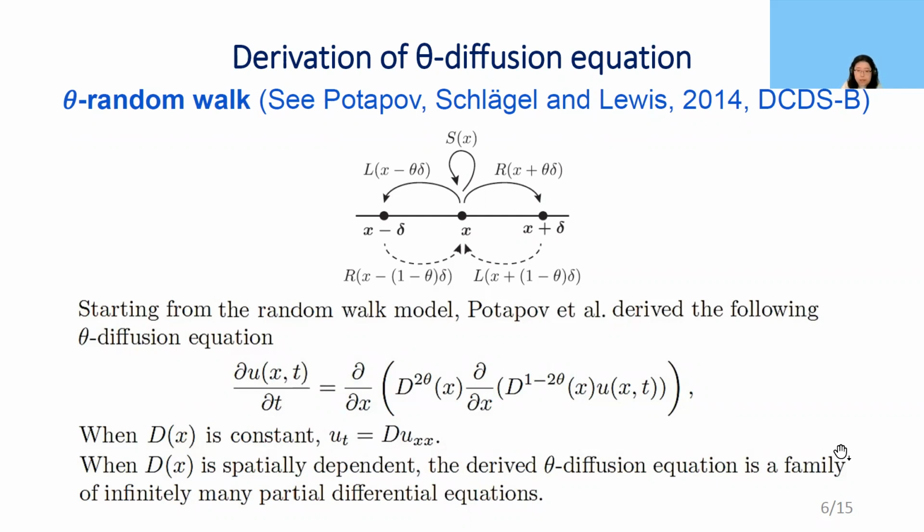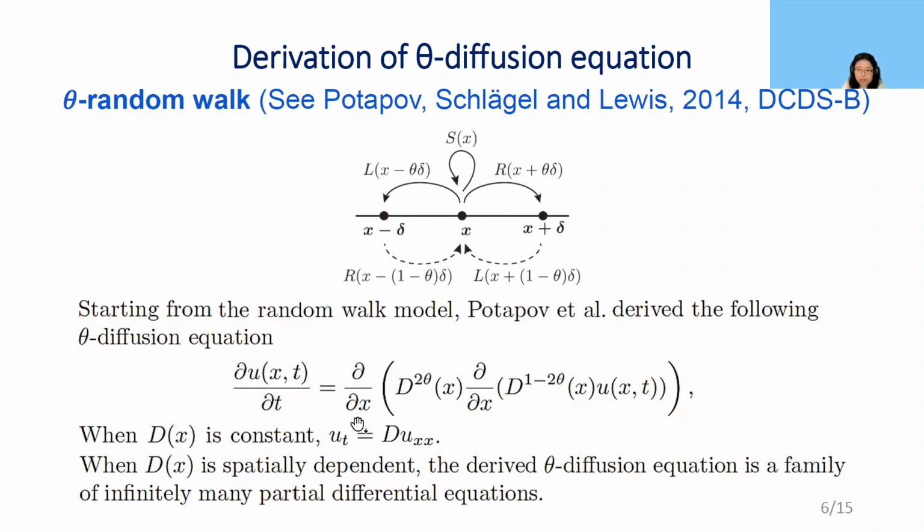Theta is a parameter that reflects how individual dogs make movement decisions. If theta equals 0, then the decision is made at the starting point. And if theta equals 1, then the decision is made at the destination point. If theta is a parameter between 0 and 1, then the movement decision is made based on some intermediate point.